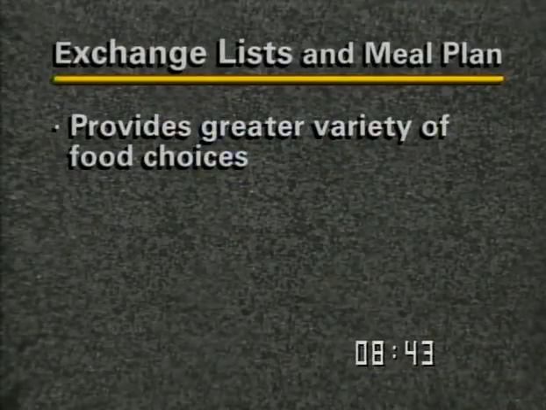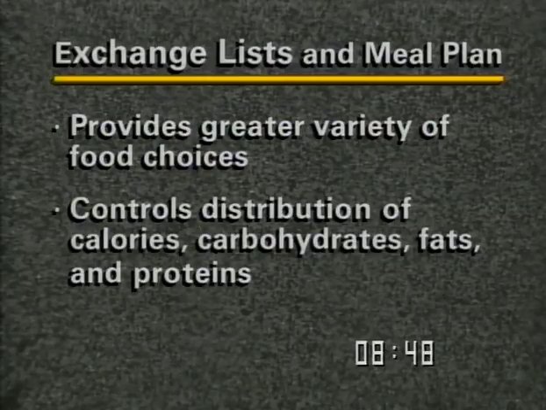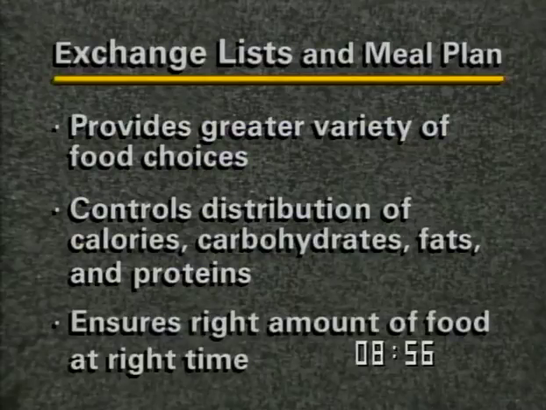Using the exchange list and following the meal plan provides a greater variety of food choices and controls the distribution of calories, carbohydrates, fats, and proteins to help the patient maintain good blood glucose control. Meal planning ensures that the patient eats the right amount of food at the right time. Meal planning may seem a bit confusing, but once you become familiar with the foods and the amounts, it will become easier. Let's try planning a sample menu using a 1,500 calorie meal plan.